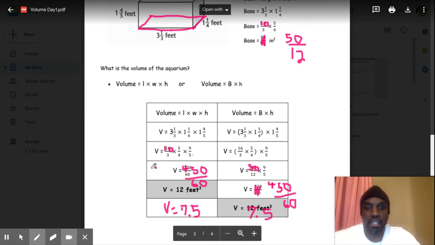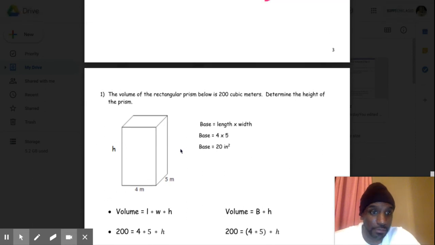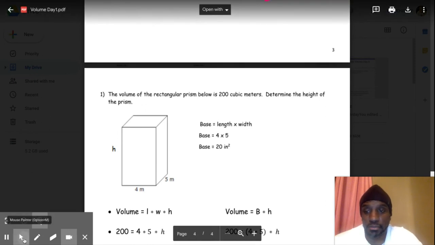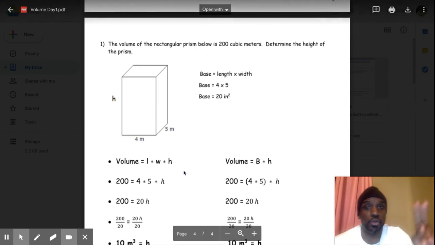Now, let's go do one more. In this one, I'm giving you the volume. I'm giving you the length. I'm giving you the width. I want you to solve for the height. So it says the volume of a rectangular prism, and there's an example, pay attention to this. The volume of a rectangular prism below is 200 cubic meters.